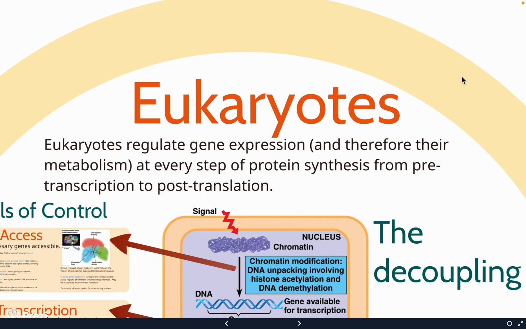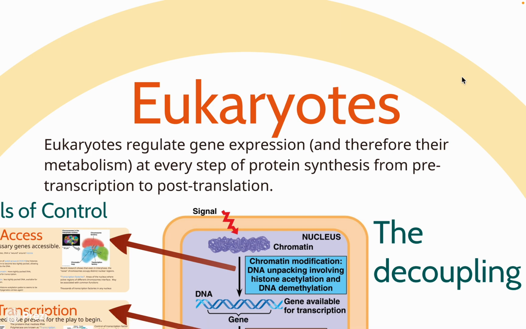We're going to be talking about eukaryotes' gene expression. So let's get right into it. For eukaryotes, their system is not coupled together like prokaryotes are. It is decoupled because they have the different organelles that separate the DNA in the nucleus from the ribosomes that are out in the cytoplasm. So their process is a lot more complicated.